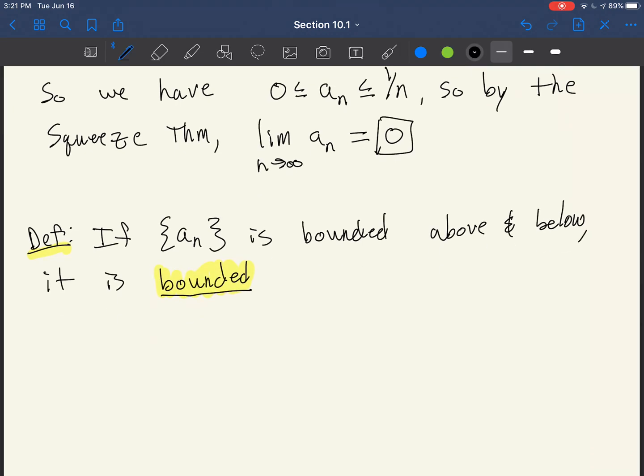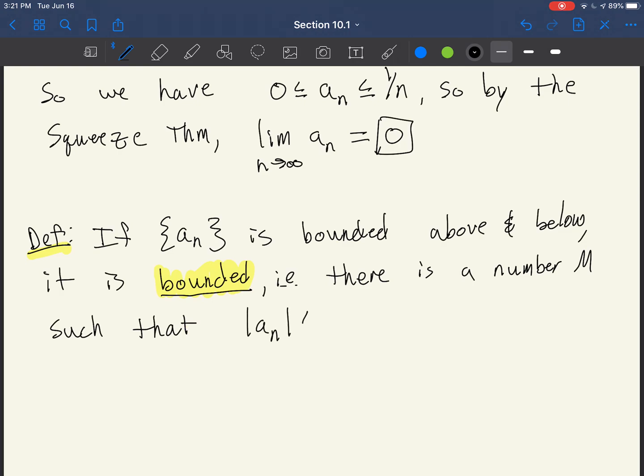So what does this mean? This means, i.e., there is a number m such that the absolute value of a_n is less than or equal to m for all n positive integers. If it's not bounded, we call it unbounded.